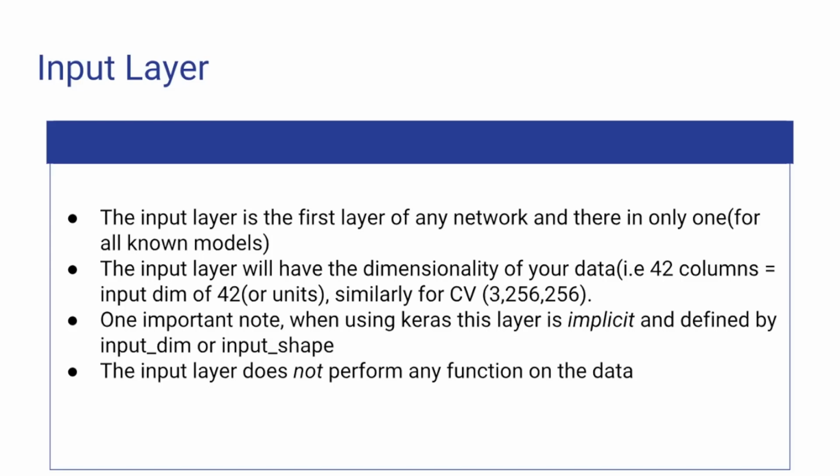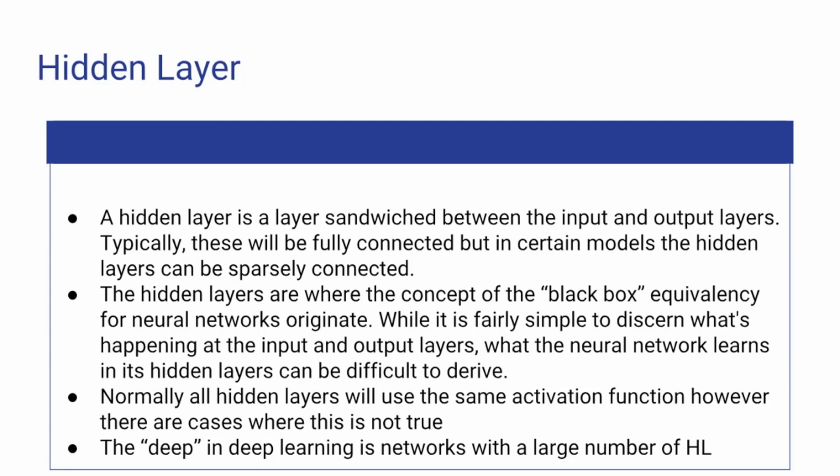Another thing to take note of is the input layer does not perform any calculations on the data or anything else, right? It's just the input. A hidden layer is where all the magic happens, right? It's sandwiched between the input and the output, so you can have n hidden layers. Typically these will be fully connected, but in certain models you can have sparsely connected neurons, particularly in autoencoders, but there are some architectures that implement it in a variety of models, from recurrent networks to convolutional, etc.